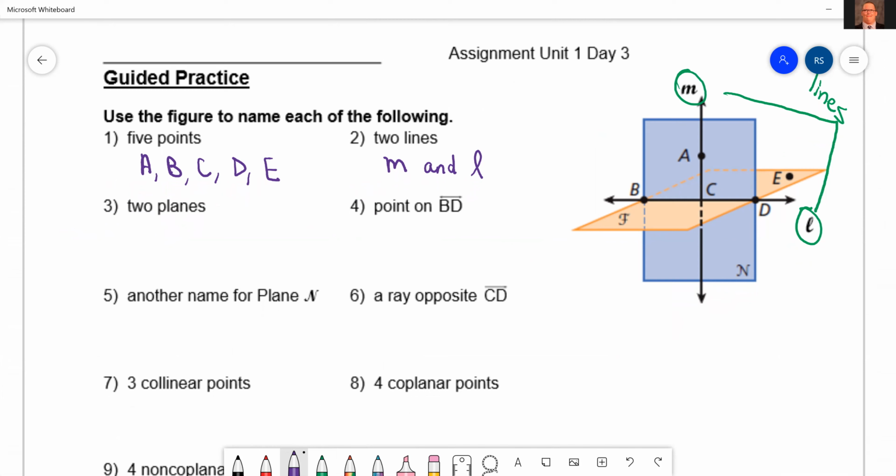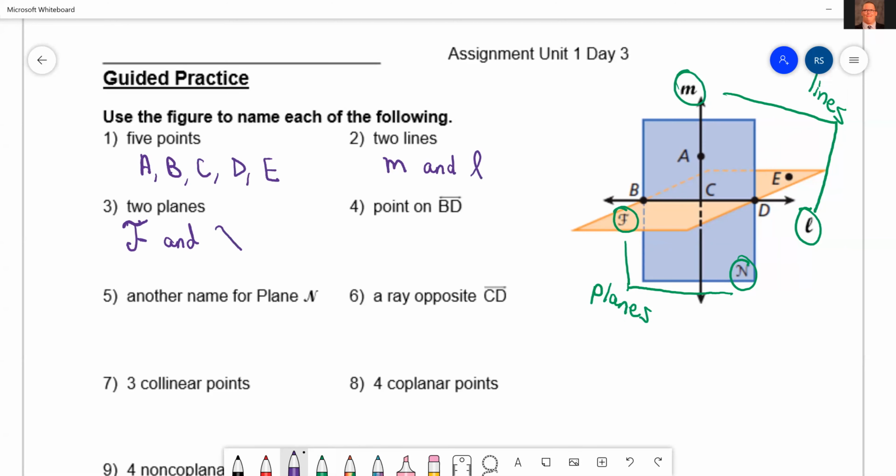Okay. Number three, ask about 2 planes. How do we name planes? Well, we can use 3 points that aren't on the same line, or look for cursive capital letters. So F and N are examples of planes. So try your best to write it kind of like that. F and N.